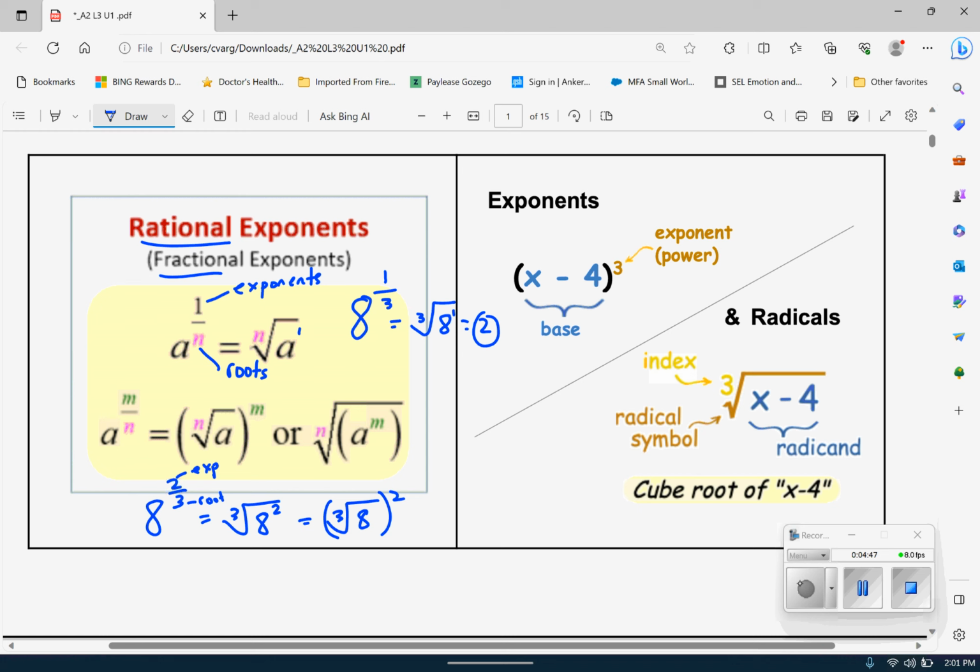And if I were to simplify this problem right here, the cube root of 8 we already know is 2, because 2 to the third power is 8, and then 2 squared is the same thing as 4.